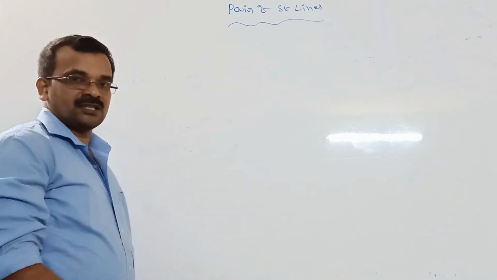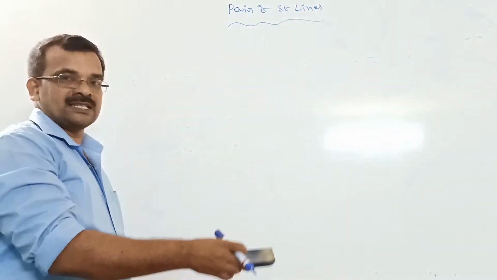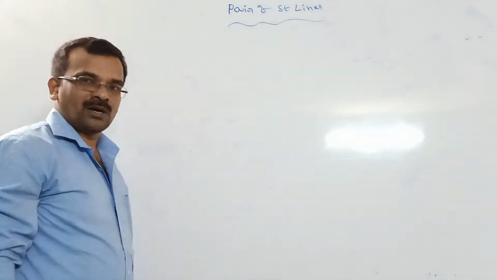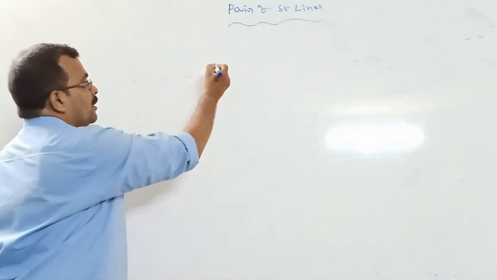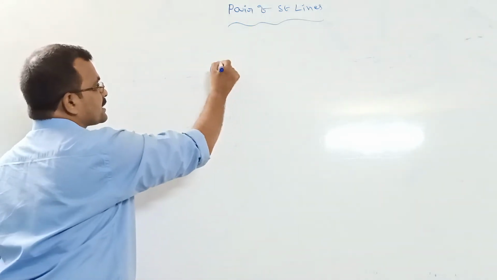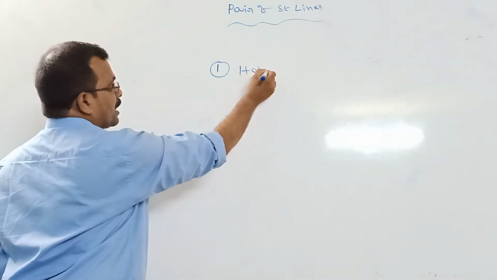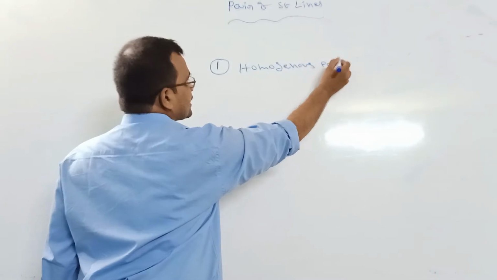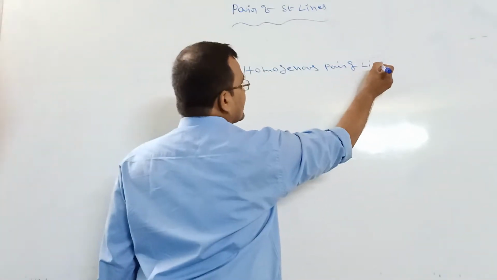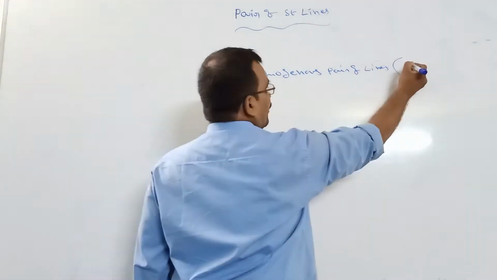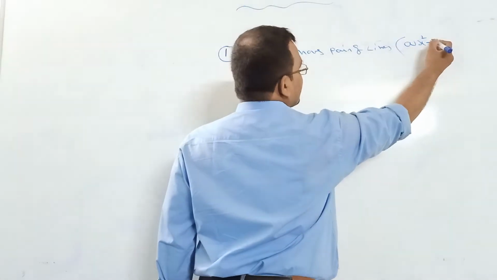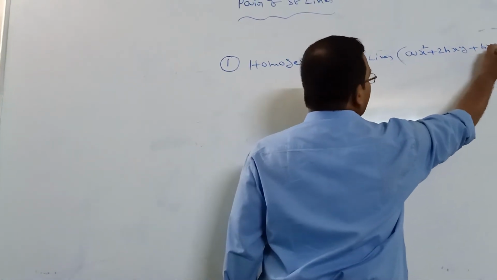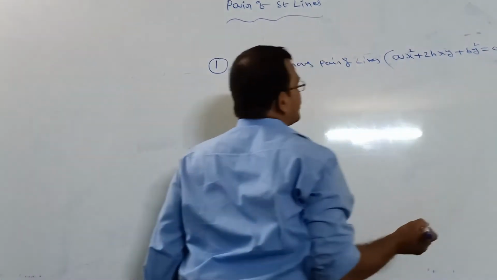Today, I will discuss some important models in pair of straight lines questions. A pair of lines has two parts. One is homogeneous pair of lines. Obviously, the standard form is ax square plus 2hxy plus by square equal to 0.